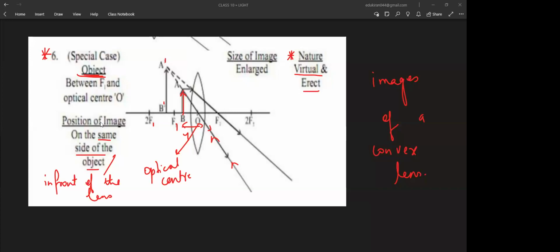This is similar to that. It is formed on the same side. It depends upon the object's height, object's length, distance of the object in front of the optical center, and the focus. So that's why you do not get one specific point, unlike the specific points we have discussed.